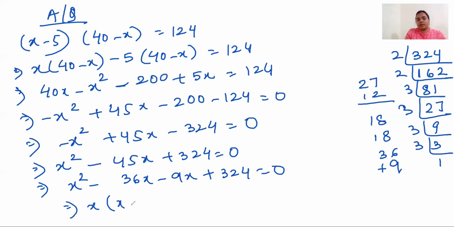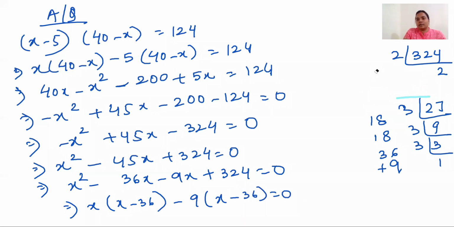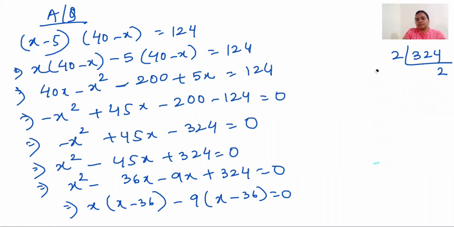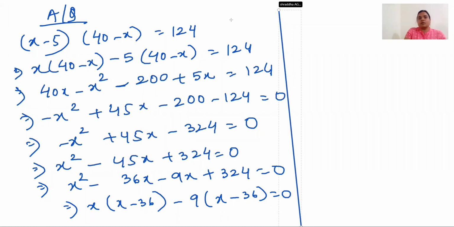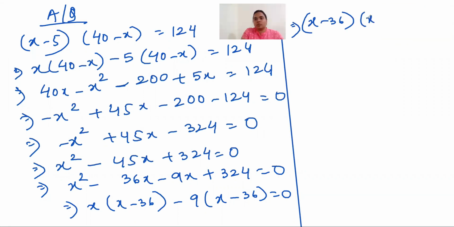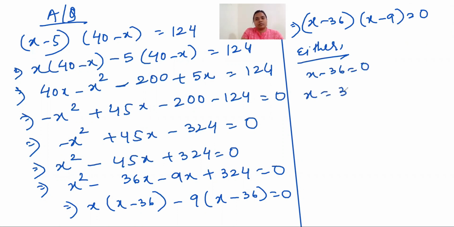I can take X common: X minus 36 minus 9, X minus 36 is equal to 0. So X minus 36 is common, X minus 9 is equal to 0. Again, same method: either X minus 36 is equal to 0, so X is equal to 36, or X minus 9 is equal to 0, so X is equal to 9.